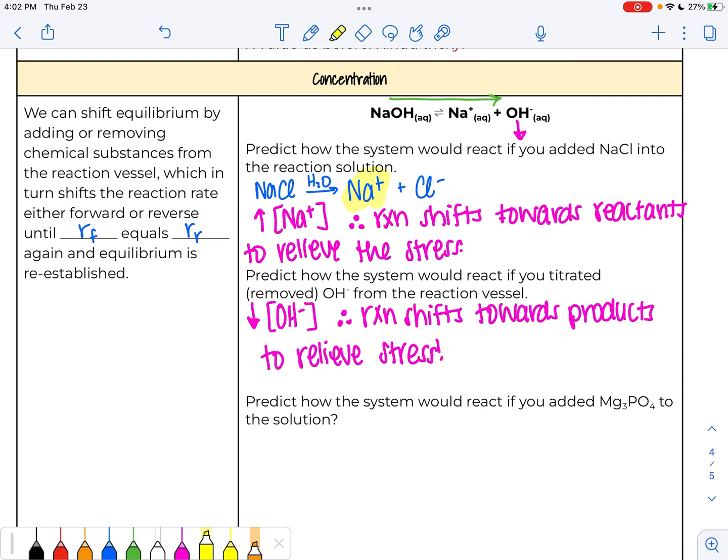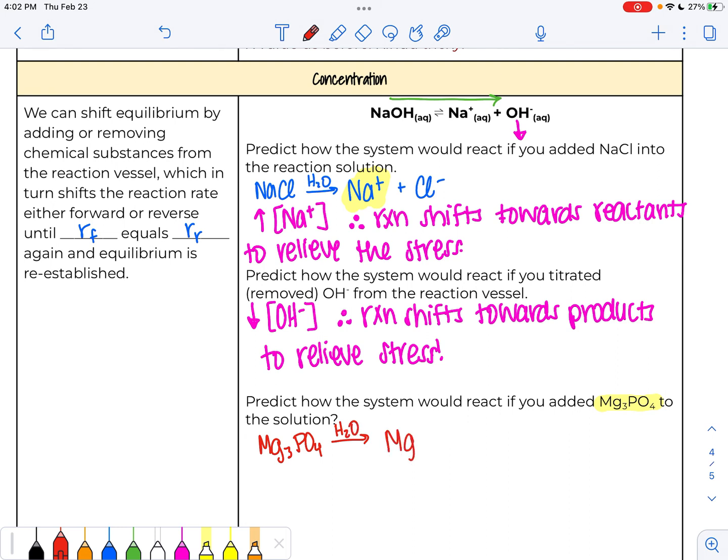All right, here we go. Predict how the system would react if you added magnesium phosphate to the solution. What? None of those things are in our equilibrium equation right now. But think about what would happen if you added magnesium phosphate to water. This is a salt, so it's going to dissolve.